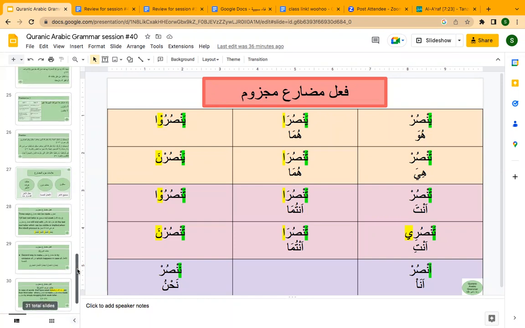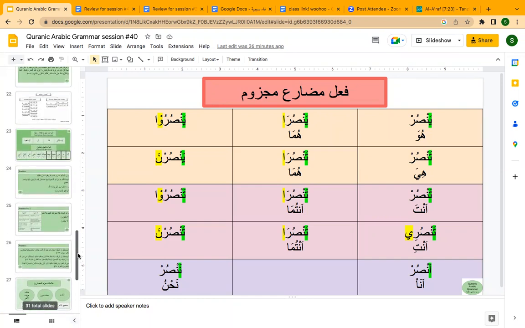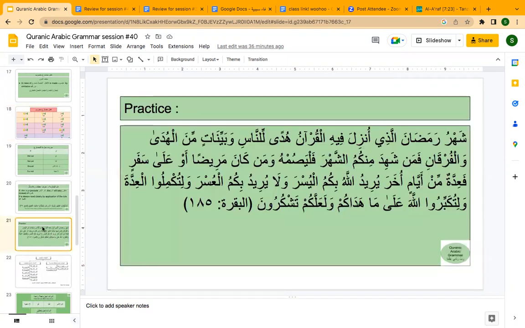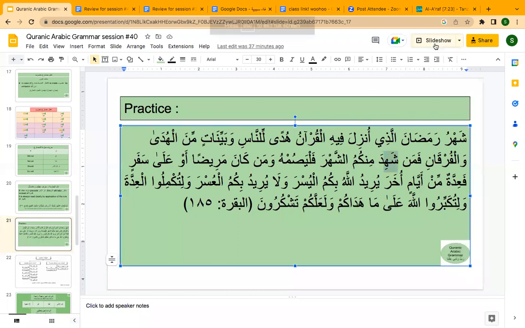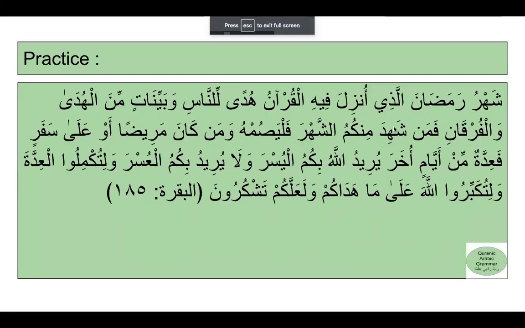So let me see how much you have understood here. I'm going to show you a verse and we are going to practice on that. Okay. Shahru Ramadan. What do you think about this one? Shahida. This one, is it Madi or Mudari? Madi, right? There is no sign of Mudari.